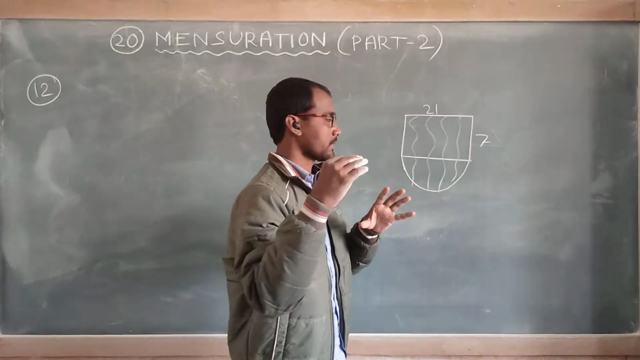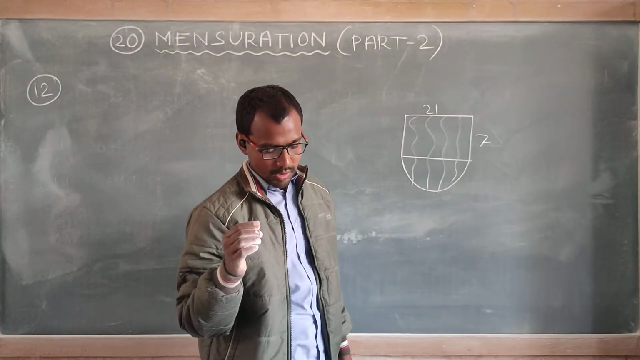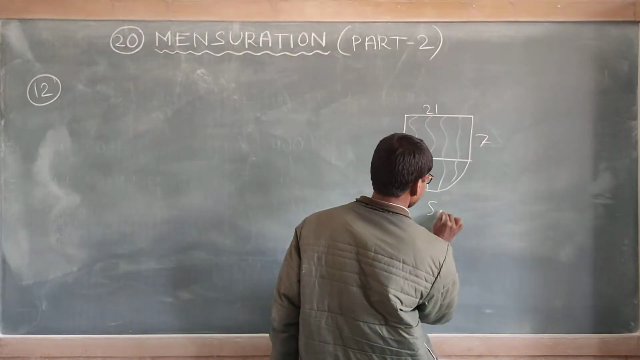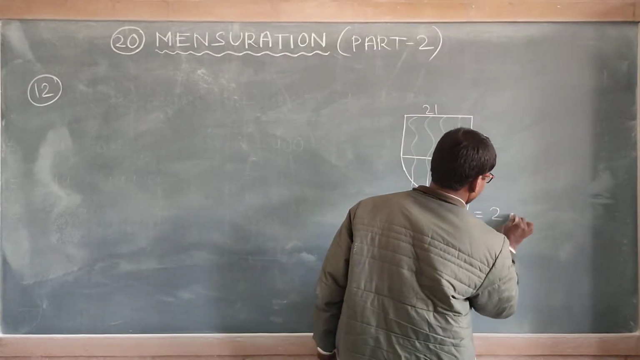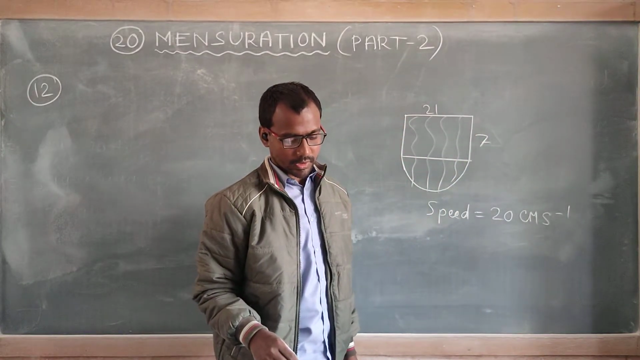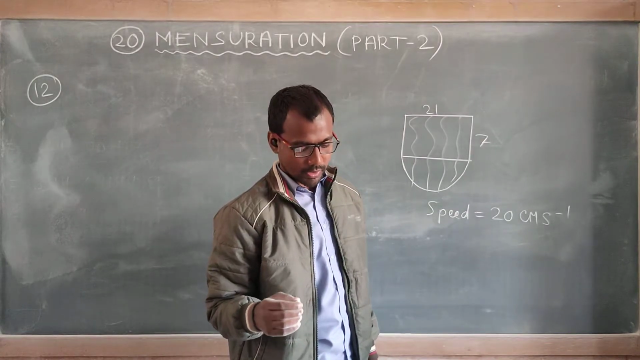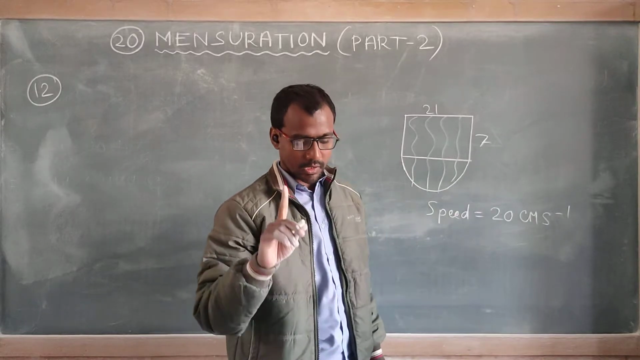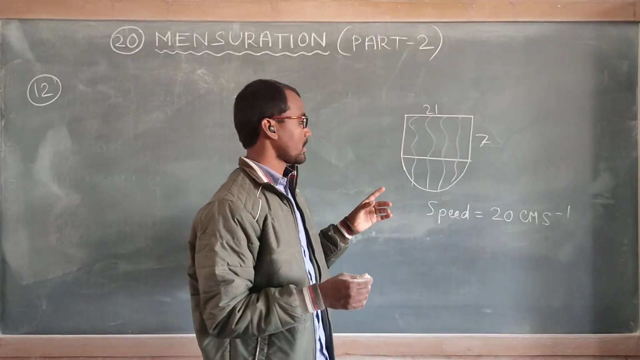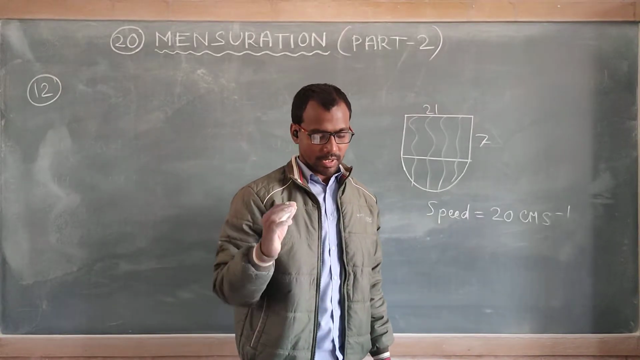And water is flowing through this channel at a certain speed. What is the speed? The speed of water inside the channel is 20 cm per second. What you have to find: the volume of water discharged through this channel in 1 minute. First, I have to find how much water is discharged through this channel in 1 second. Then I'll multiply by 60, I'll get 1 minute. So that is my target.